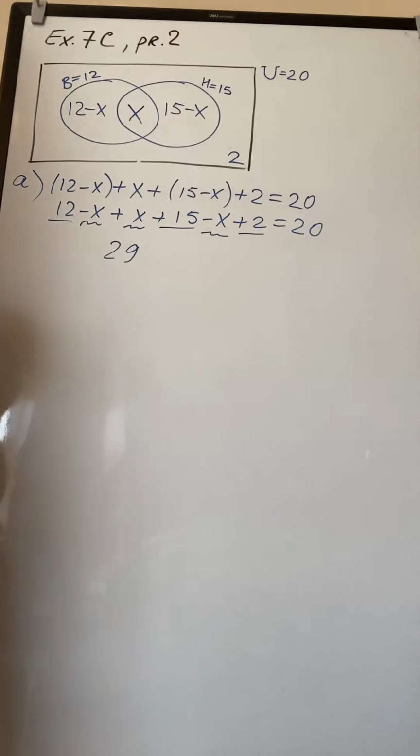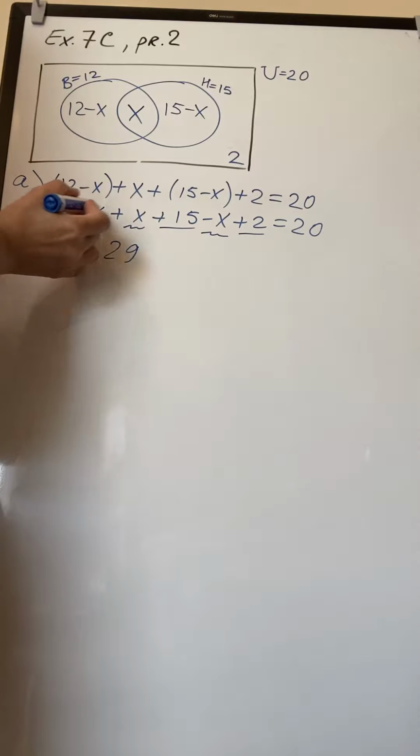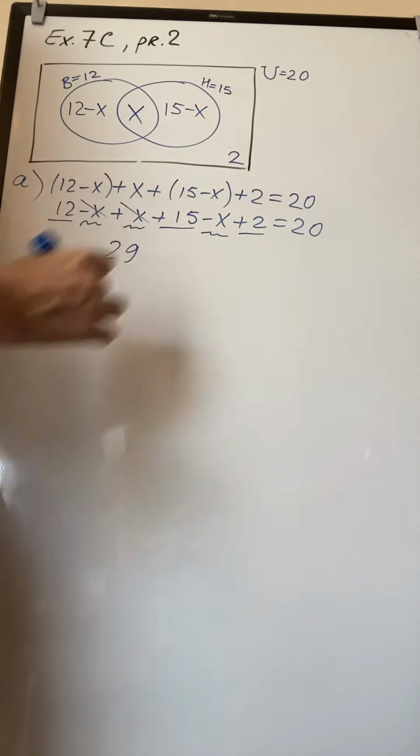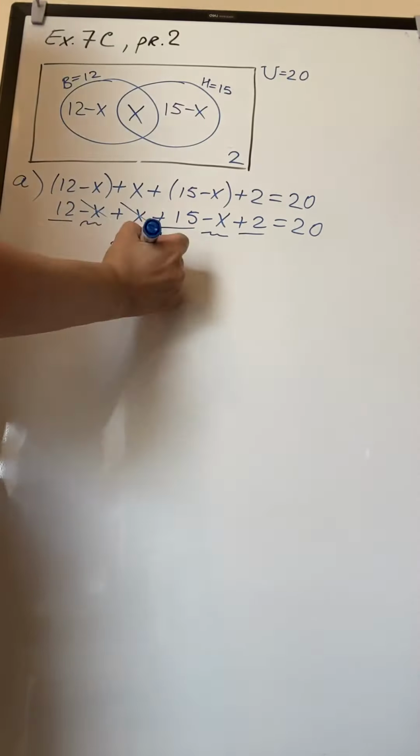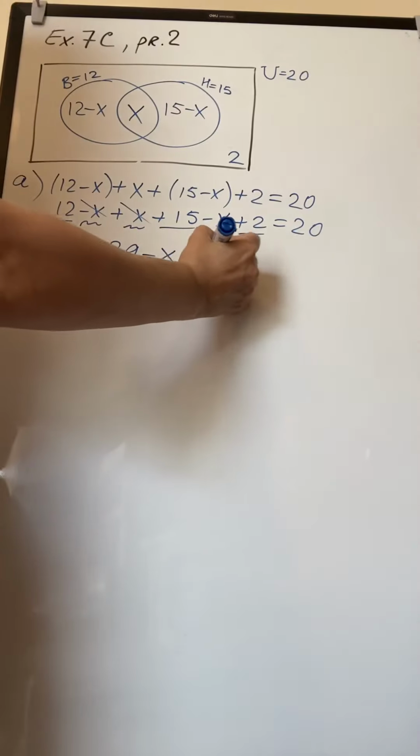Well, we have negative x, positive x, negative x. These are also like terms. Well, this negative x and that positive x, basically they cancel each other out. So we have minus x left, and that equals 20.